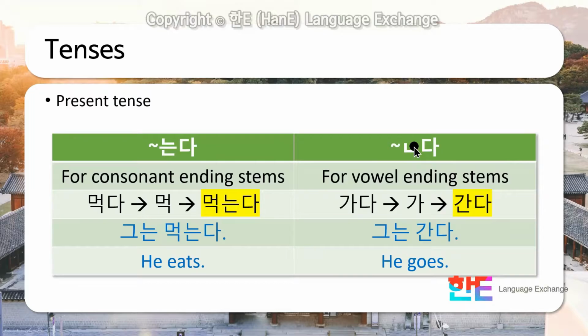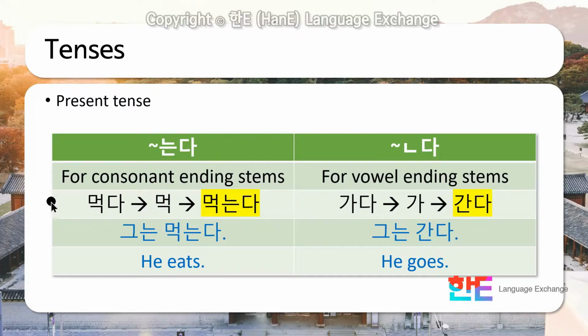Alright, I'll go through tenses then. So present tense is basically the same as plain form. We're gonna take the stem, and based on whether it has a consonant ending or a vowel ending, we're gonna add either one of these two. So the case where it has a consonant ending, so 먹, it has the 받침 기역, and that is a consonant. And as such, we're gonna add 는다 to the end.